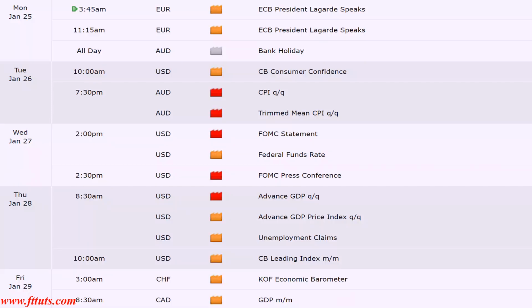On Monday, medium impact euro, we have a speaker, and at 11:15 medium impact, we have another speaker for euro. Australian dollar all day is under a bank holiday. On Tuesday, medium impact for dollar, consumer confidence, and at 7:30 p.m., high impact CPI number for Australian. And Wednesday, 2 p.m., we have FOMC statement and medium impact federal funds rate, and 2:30 FOMC press conference. So we have FOMC week.